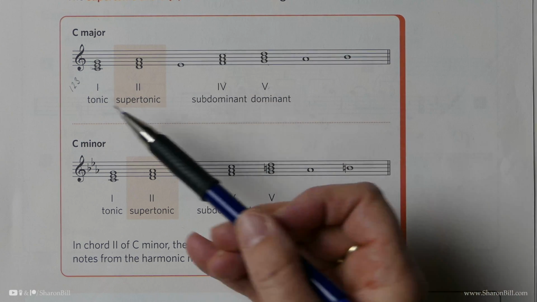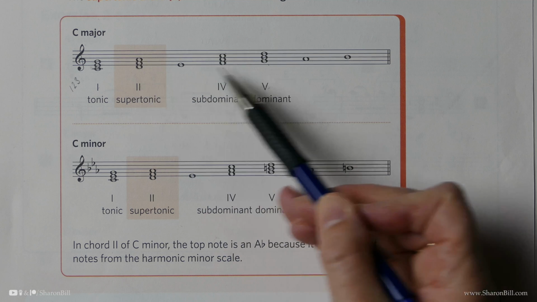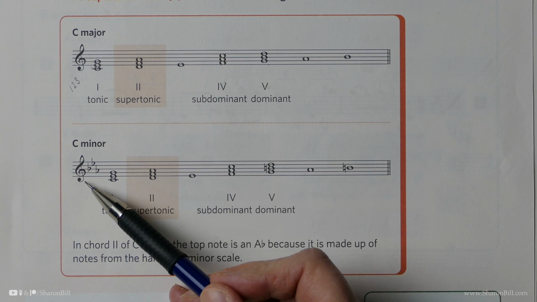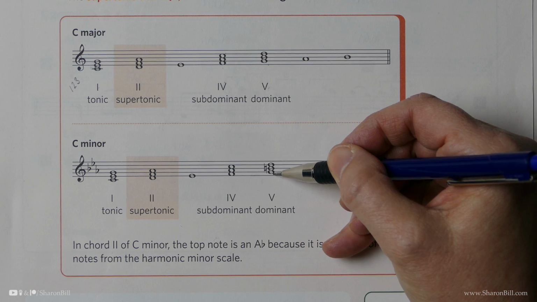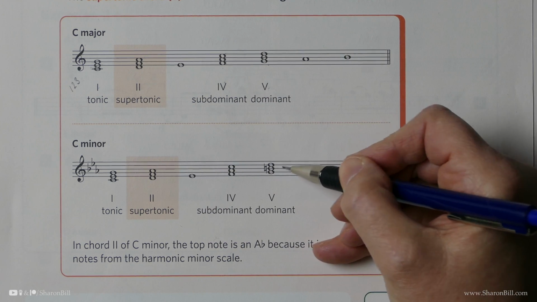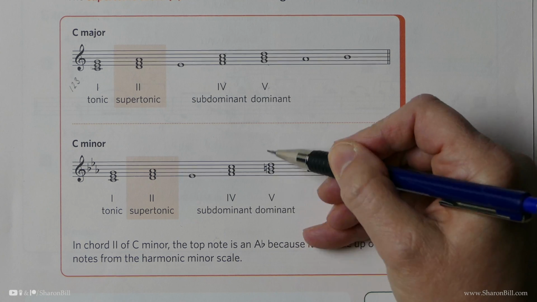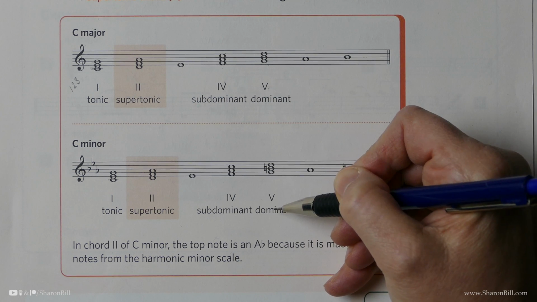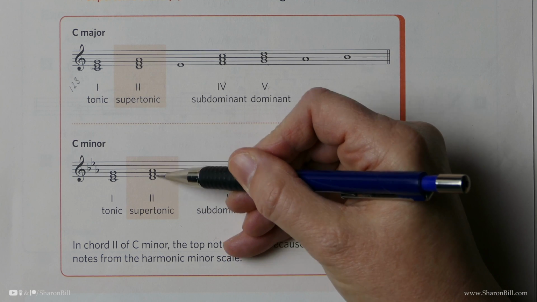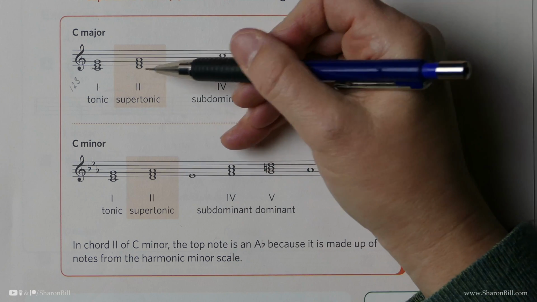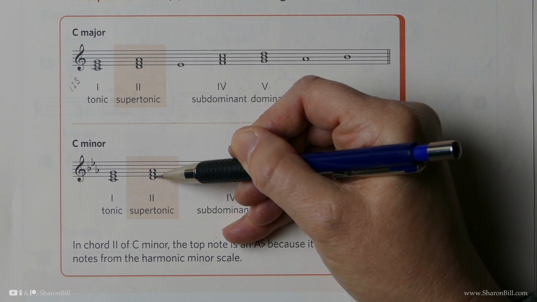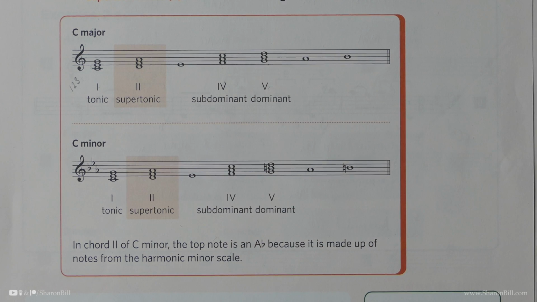Whereas in a major scale, chords 1, 4 and 5 are major. In a minor scale, chords 1 and 4 are minor because of the key signature. However, chord 5 is always a major chord because the raised seventh of the minor scale falls in the middle of chord 5, making chord 5 a major chord. And chord 2, again, is diminished here. So it's a minor chord in a major scale. It's a diminished chord, meaning it's built up of minor thirds in the minor scale.